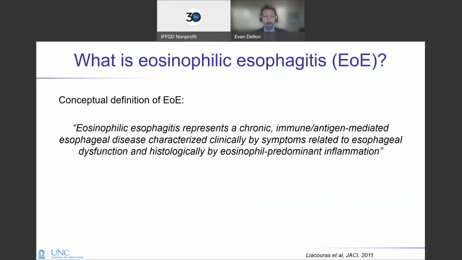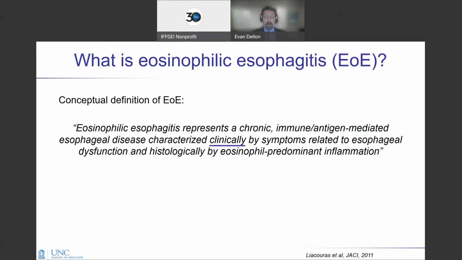Well, we have this conceptual definition that EOE represents a chronic immune-mediated esophageal disease characterized clinically by symptoms related to esophageal dysfunction and histologically by eosinophil-predominant inflammation. And let me just unpack that. It's chronic, which means we don't have a cure, and it is a long-term condition that's not self-resolving right now. It's immune or antigen-mediated, which means it's an allergic process in most people.